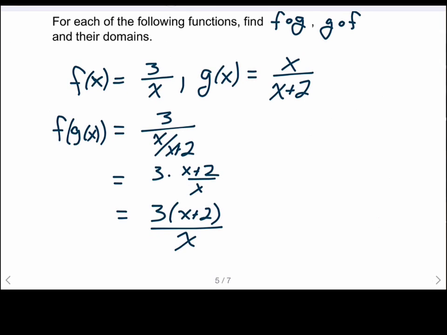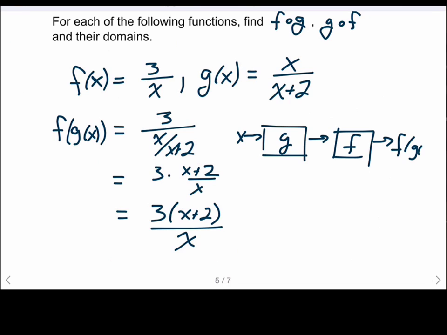Now again, machine diagram picture. First a value would go into g, and then that value would go into f, and that result would be f of g of x. Which means we need to consider the domain of g.